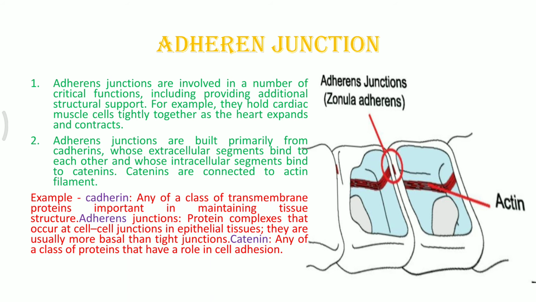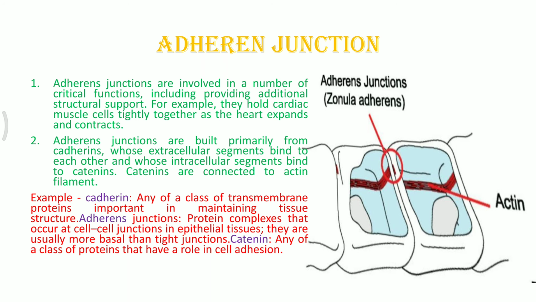So let's have some examples. Cadherins are a class of transmembrane proteins and they are helpful in maintaining tissue structures. Adherens junctions are protein complexes present in cell-to-cell junctions in epithelial tissues, and they are usually more basal than the tight junctions. That's why they have been included in the adherens junctions.